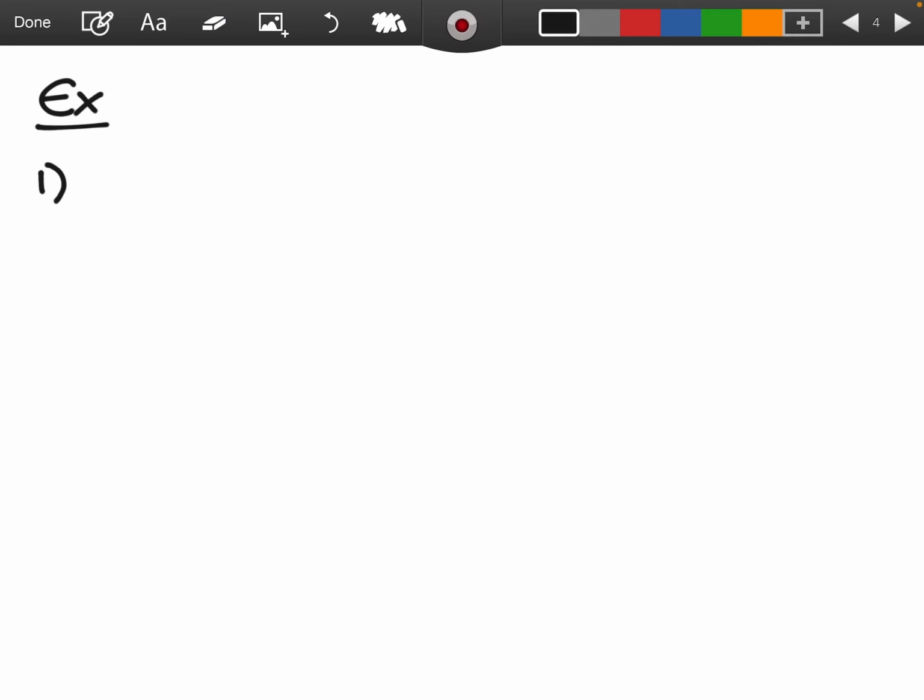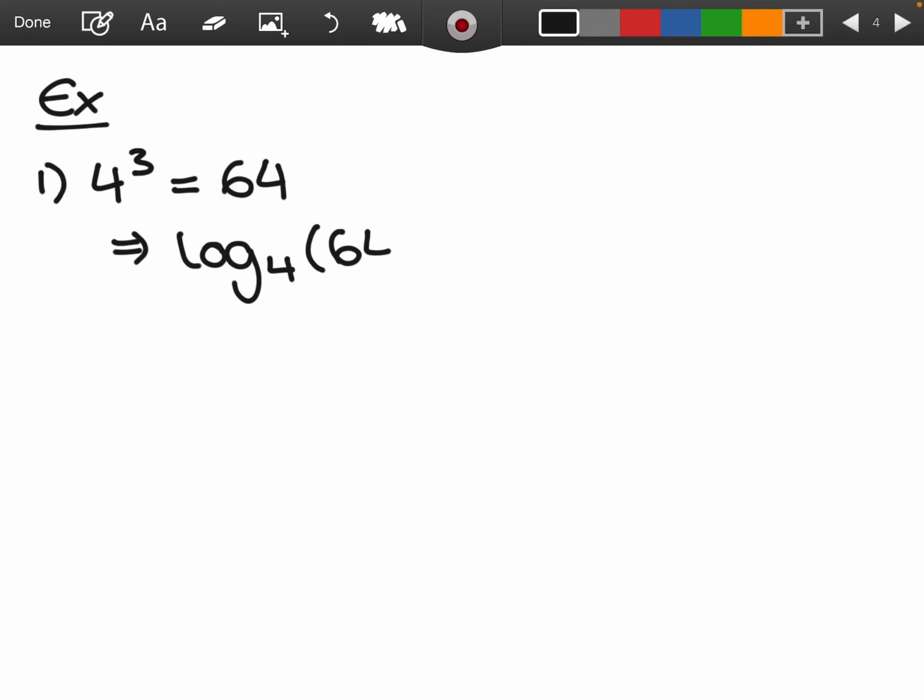In this next set of examples, I'm going to go between exponentials and logs. So let's say I've got 4 to the 3 is equal to 64. Okay, I know that that's true. Can I write that as a log? Well, yes, I can. I take log to the base of my exponential. My argument is the number that I ended up with, and that is equal to the power. So log base 4 of 64 equals 3.